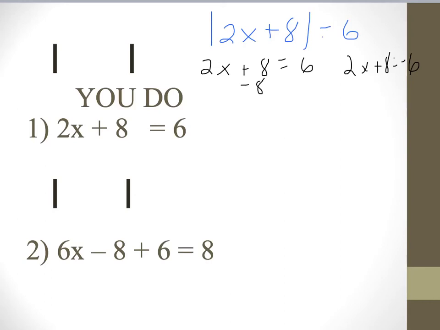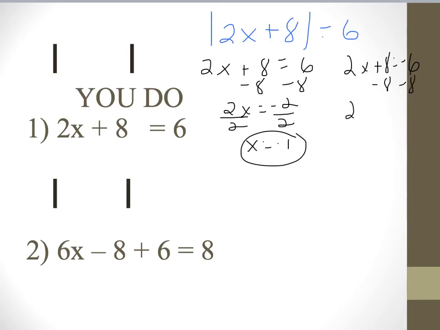Solve for x. So 2x equals negative 2. Divide by 2, x is equal to negative 1. Over here, if we subtract, we get 2x is equal to negative 14. Divide by 2, x is equal to negative 7. Those are your two answers for the first one. Moving down to the second one.